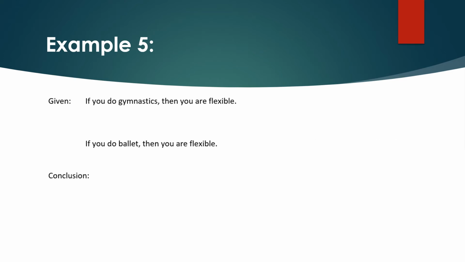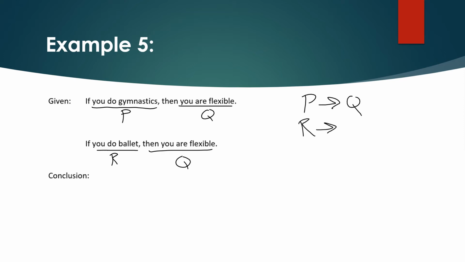Example 5. If you do gymnastics, so doing gymnastics, that's P, then you are flexible, Q. If you do ballet, well, ballet is not gymnastics and it's not necessarily flexible, so I'm going to say that this is R, then you are flexible, Q. So my statements are P is gymnastics, Q is flexible, and R is ballet. So I've got P implies Q. I've got R implies Q.